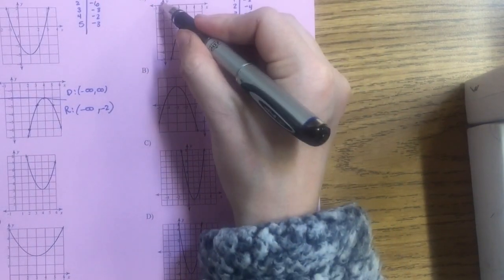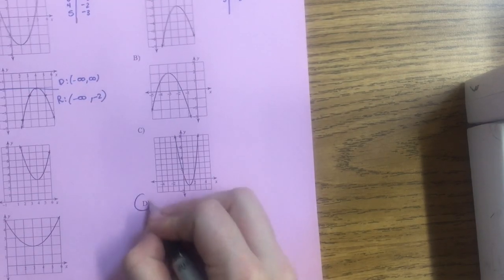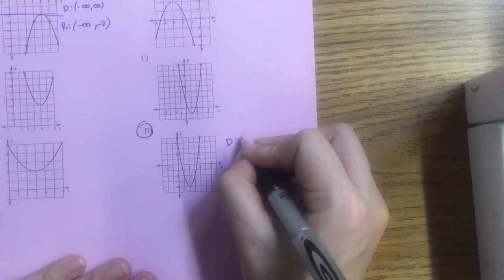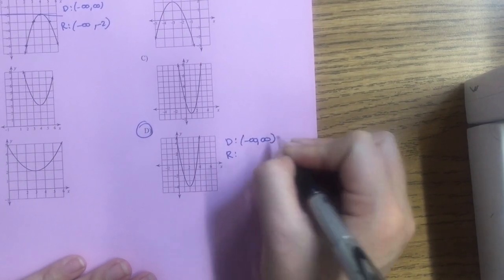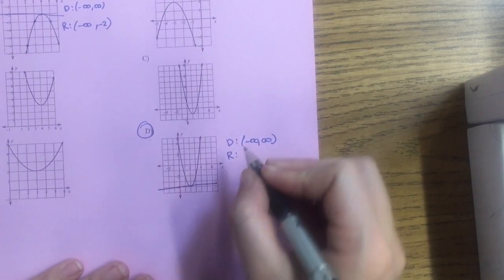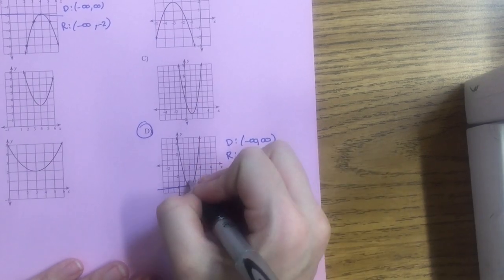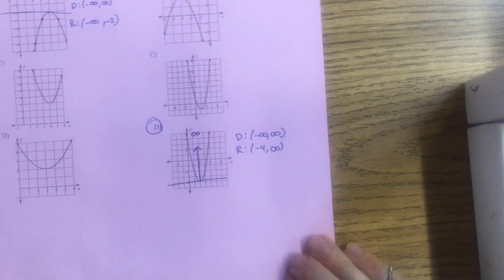0, 4. It's the only graph with 0, 4 on my table. Domain and range, -infinity to +infinity. The range would be -4 to +infinity because it's opening up. That's +infinity.